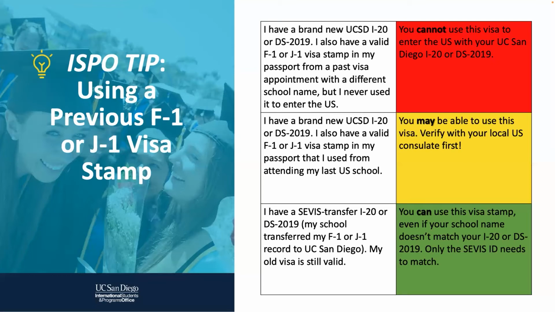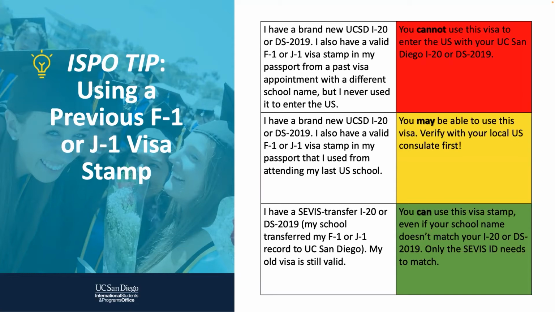And then the last scenario here: let's say that you attended a US school, a US high school, for example, and you transferred your I-20 or DS-2019, and your old visa is still valid. In that case, you can absolutely still use this visa stamp, even if your school name doesn't match your I-20. It might say your old high school name on it, even though you're attending UC San Diego. If you leave for the summer, go home, and want to come back and still use that visa stamp, if it's valid into the future, you can absolutely use it.